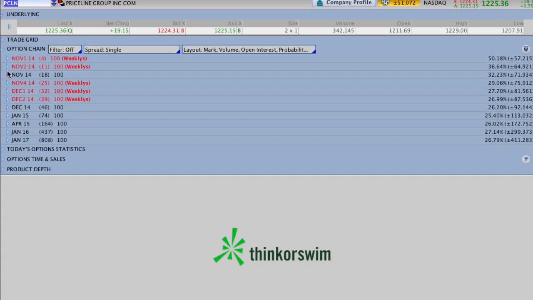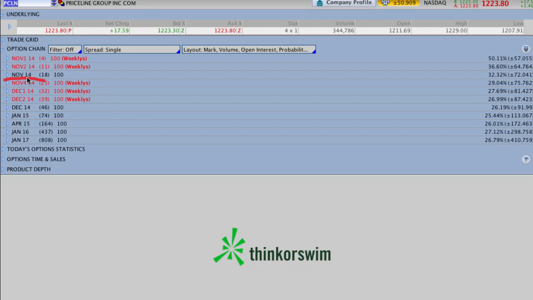If we go down here, then you can see there's Nov 2. So Nov 2s are weekly contracts that will expire the second week of November. So the second week of November 2014, those contracts will expire. And then you get to the monthly contracts, and you can see that it says Nov, and there's no number next to it. So there's no 1 or 2 next to it. It's just Nov 2014. Now those are the regular monthly contracts for Priceline.